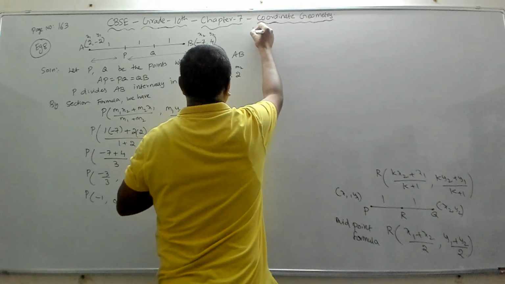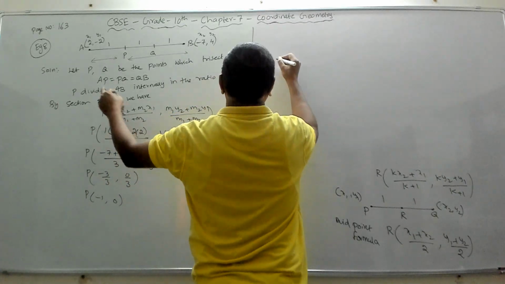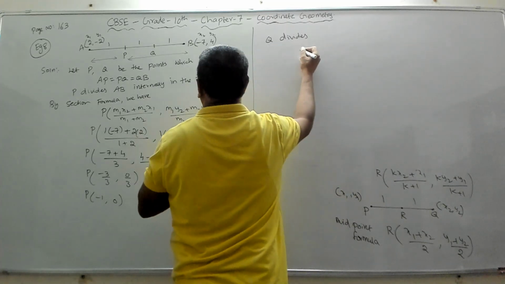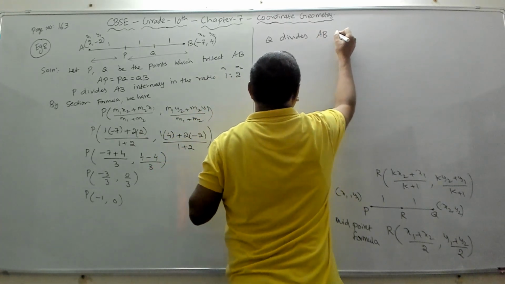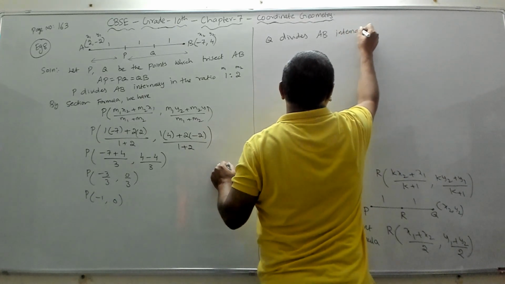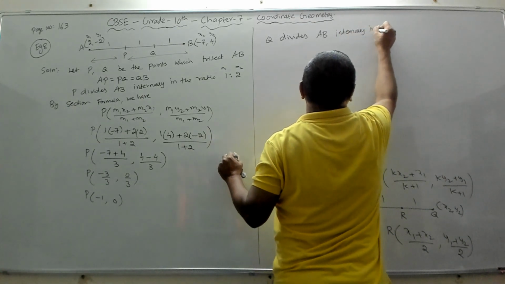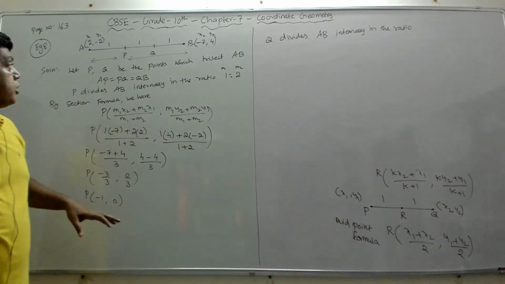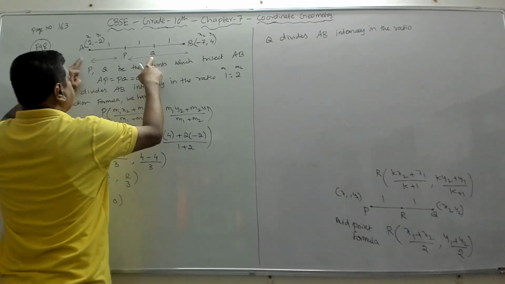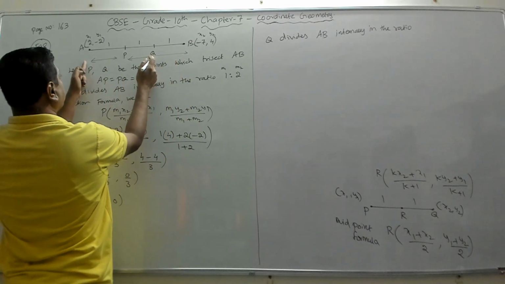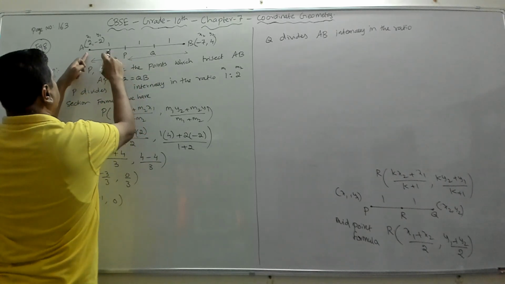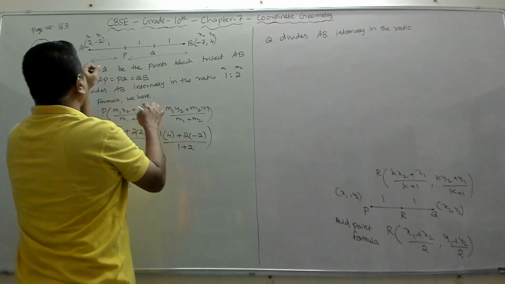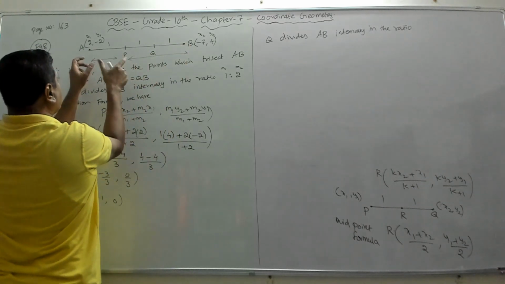Now here, the point Q divides AB internally in the ratio. What is the ratio in which Q divides AB? So what is the ratio between AQ by QB? So this to this we have to find. So AQ is how much? 1 plus 1, 2 is to 1. This is 1. So Q divides AB in the ratio 2 is to 1.